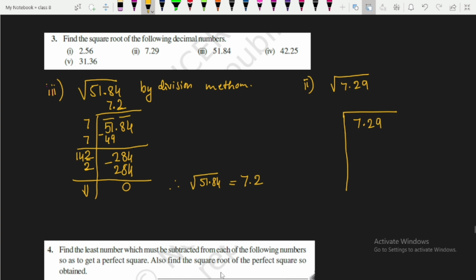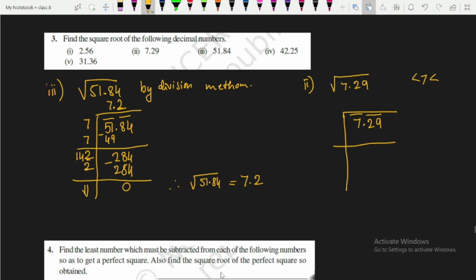7.29. First step, you have to put the bar for the number. For the integral part you have to put the bar. If it is one digit also, you have to put the bar. If it is two digits, together you put one bar. For the decimal part, there are two digits here, so for two digits you put one bar. Now 7 lies between which two square numbers? That is 2 square and 3 square.